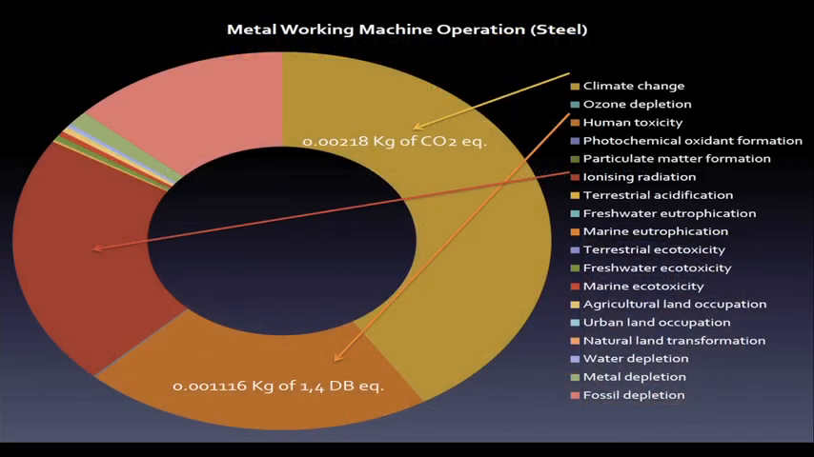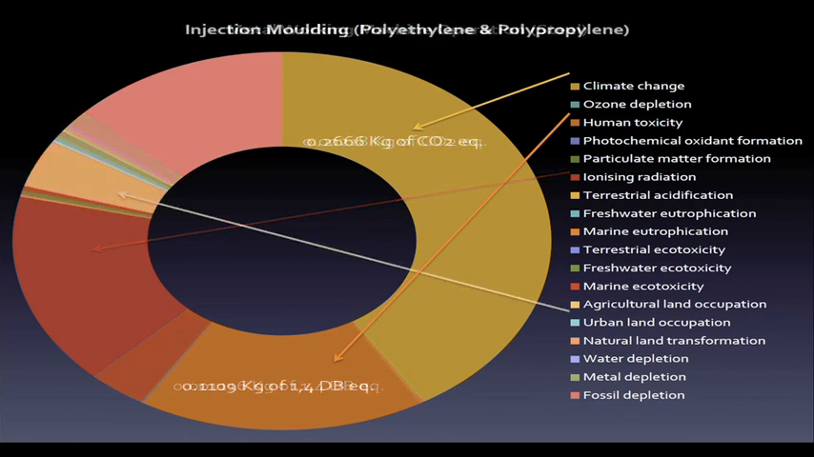So this is in terms of what is there, metal working machine stuff, how much kg of CO2, so different types of metals. So we looked at the different impact categories. This particular graph shows you different types of impact categories from the machine, the operation for the steel, the metal working machine. Then similarly for injection molding, what kind of impact is there from the injection molding side for the different categories.